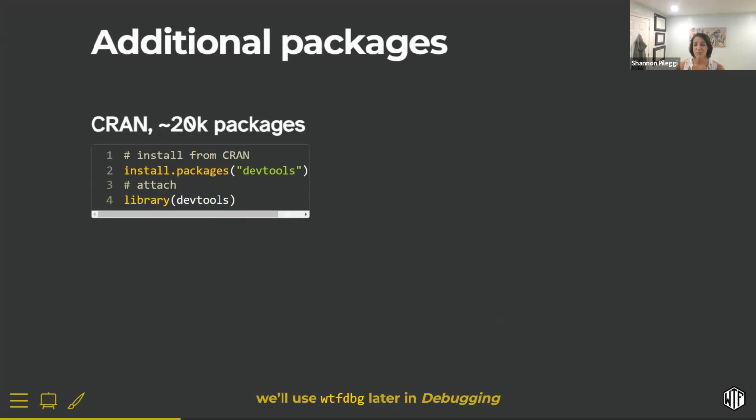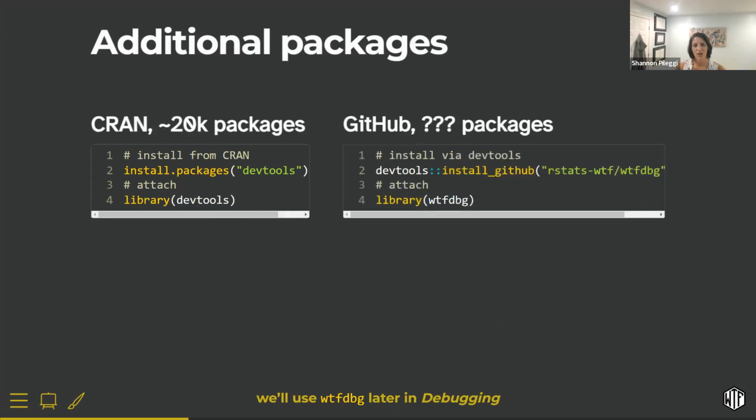On CRAN, there's, last I checked, close to 20,000 packages. And you can install packages from CRAN using install.packages. And you can attach those using library. And then of course, not all R packages out there are housed on CRAN. There are many, many more packages that are housed in other places like GitHub. And who knows how many additional R packages there are. So one way you could install a package from GitHub is using devtools::install_github.